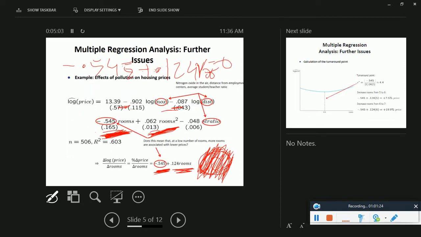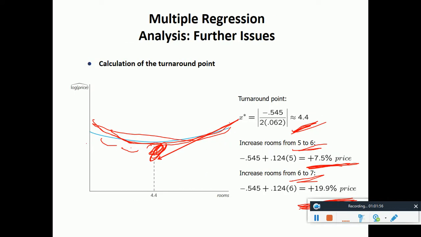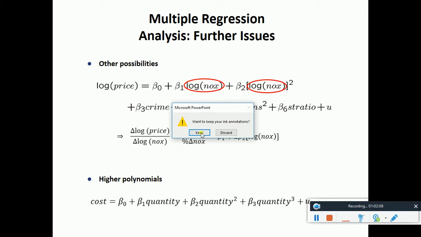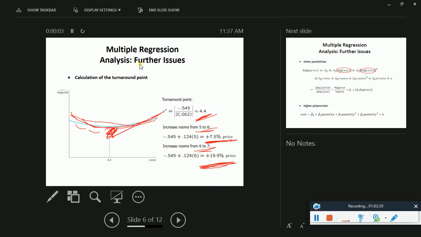If you set the first order condition to be 0, that would give us the minimum value. So if you have like 5 to 6 rooms, actually housing prices would increase, and if it's from 6 to 7, it would increase even further. Okay, so initially if you have one room, it's okay, but if you have 2 rooms, 3 rooms, housing prices decline. 4.4 rooms is the lowest, right? But again, the housing price keeps increasing if you have more than 4.4 rooms.